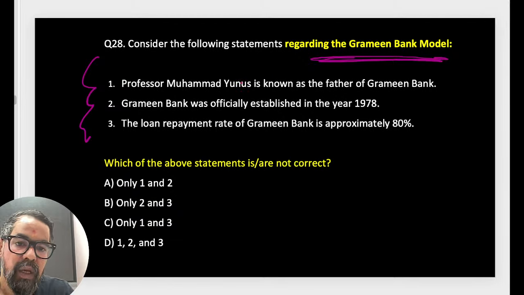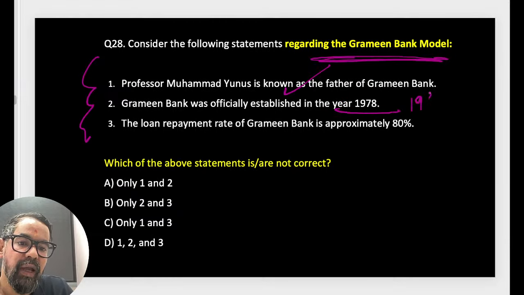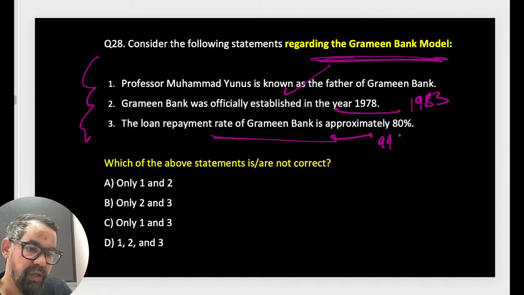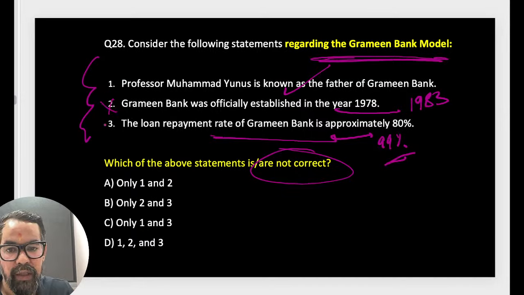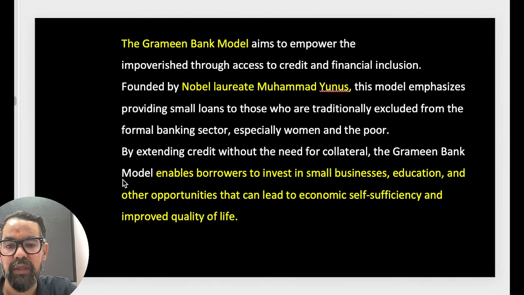Professor Muhammad Yunus, who is generally known as the father of this Grameen Bank model, started in 1978, 1983. Then the next one is the loan repayment rate. How much? 99%, right? Absolutely correct. So what we have to find out is the not correct ones, which means 2 and 3 are incorrect, so option B will be the right answer for this particular question. Very good, Devin sir and others.